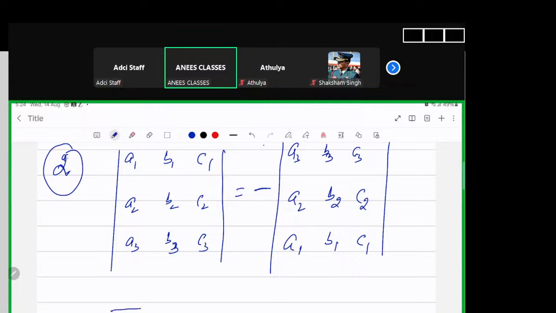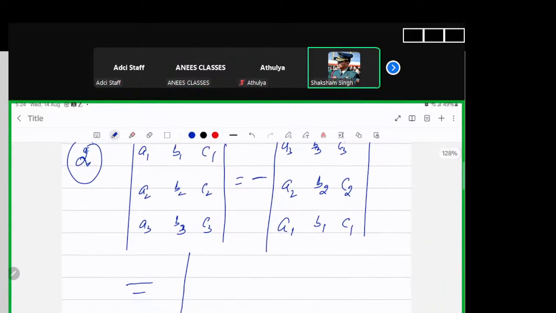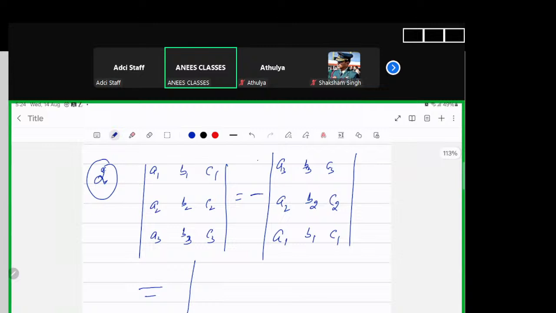Now, which two columns do you wish to interchange? Tell me. Sir, second and third. In column, only two columns. You tell second and third or first, third. Tell me. Saksham?